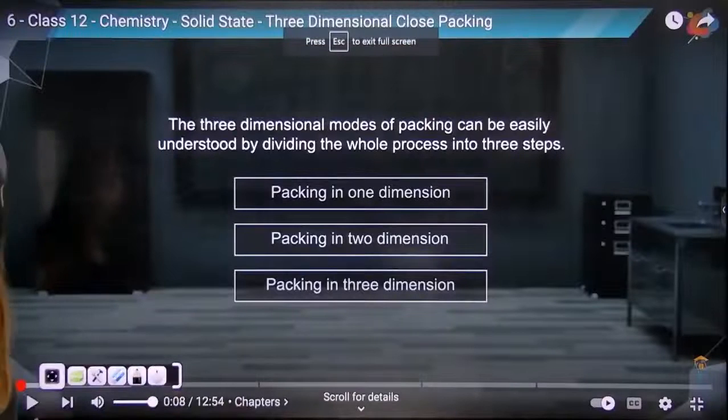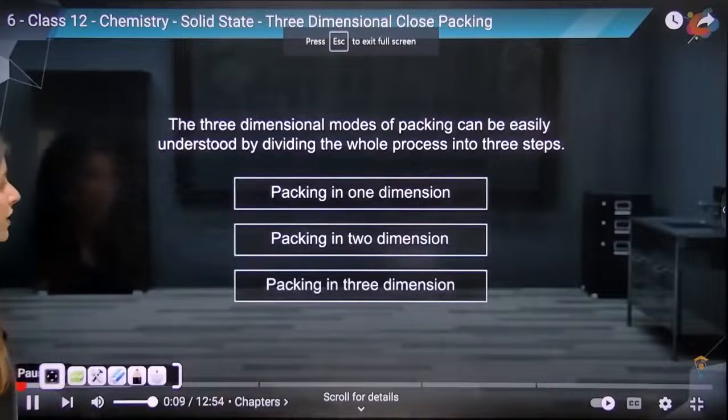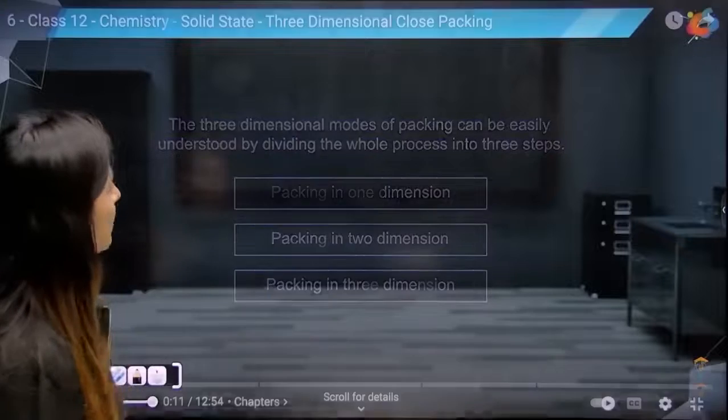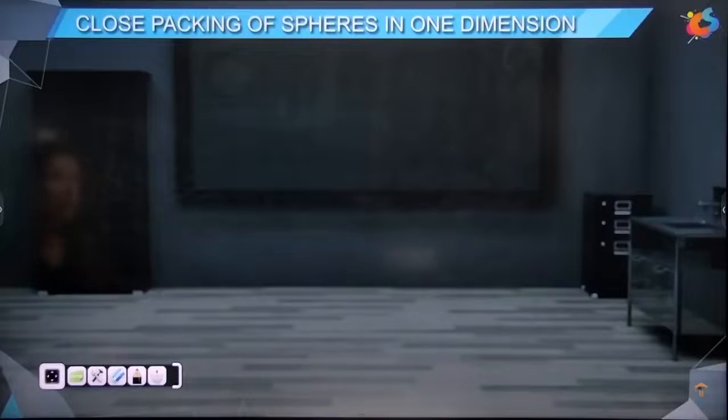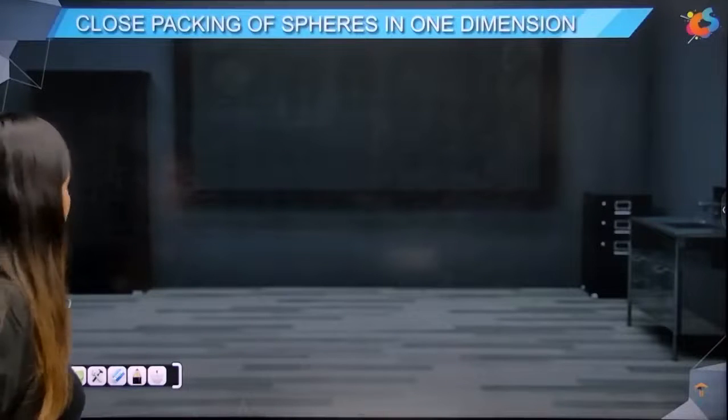I hope you've drawn it. Now let's try to imagine each and everything using this video. The three-dimensional modes which we are going to study. I hope you can see the complete video here.